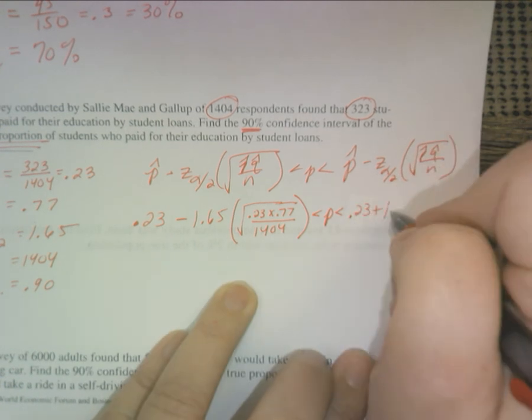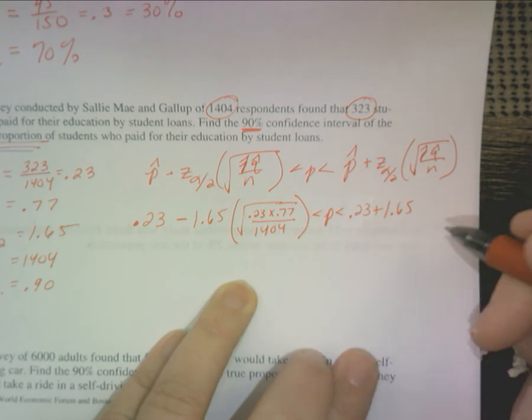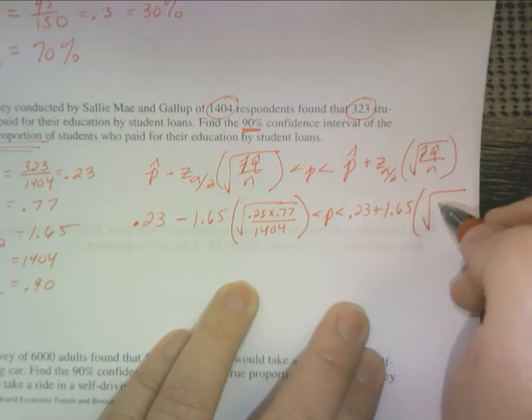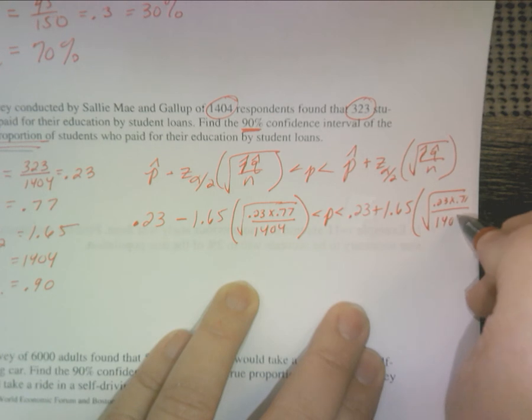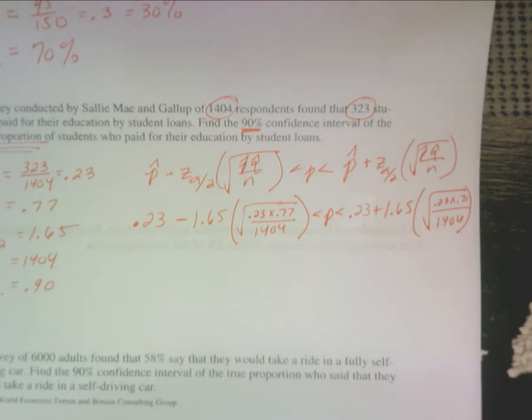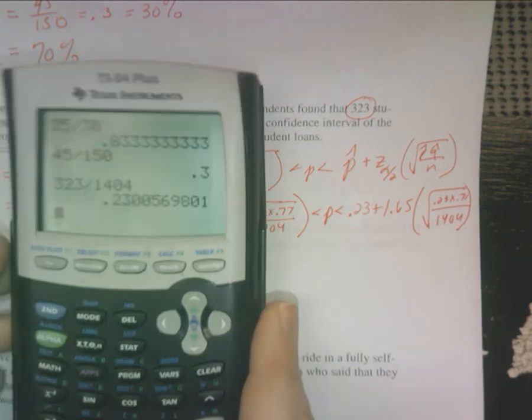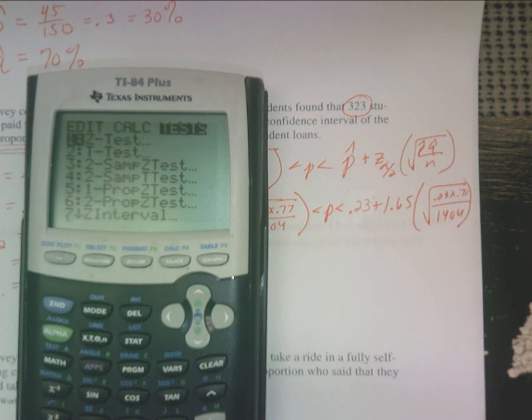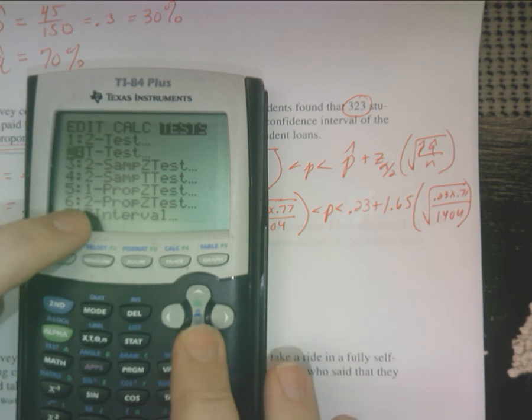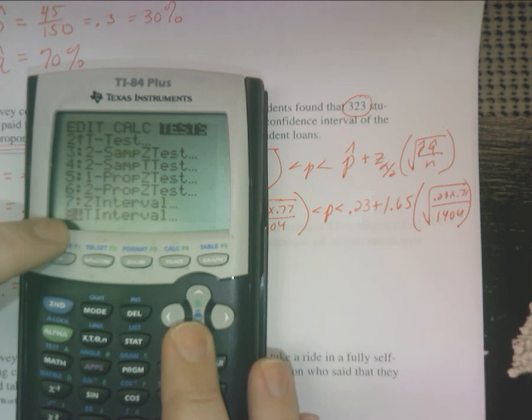0.23 plus 1.6 times the square root of 0.23 times 0.77 over 1,404. All right. You ready to find out where it's at? This is cool. Go to your calculator. Go to stat. Over to test. We are doing Z interval, T interval.